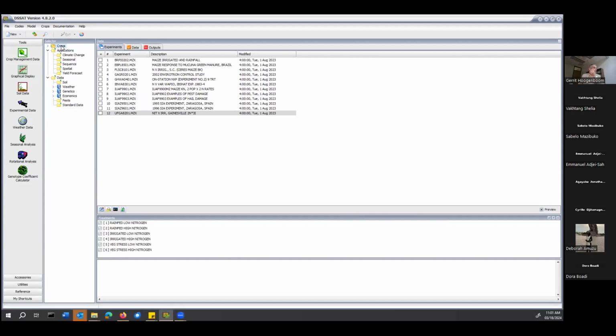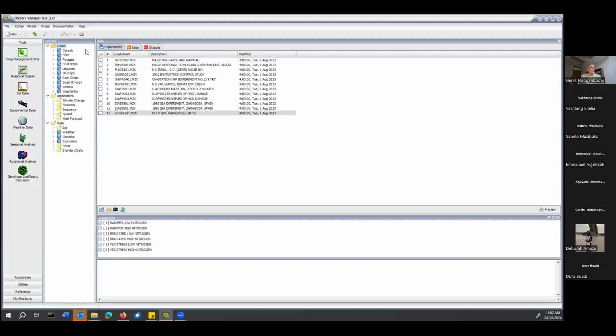So when you open DSAT, this is what the system will look like. On the left, you have tools, which I discussed in my previous presentation, that allow you to prepare the data. We have one for crop management, one for soil data, and one for weather data. Then the core part is this center panel right here, where we talk about applications and crops.